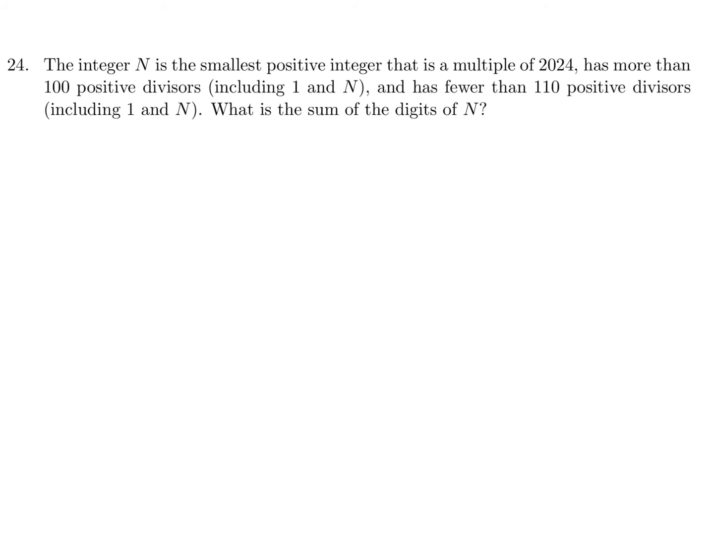The integer n is the smallest positive integer that is a multiple of 2024, has more than 100 positive divisors, and has fewer than 110 positive divisors. What is the sum of the digits of n? N is some multiple of 2024, so 2024 times some k.